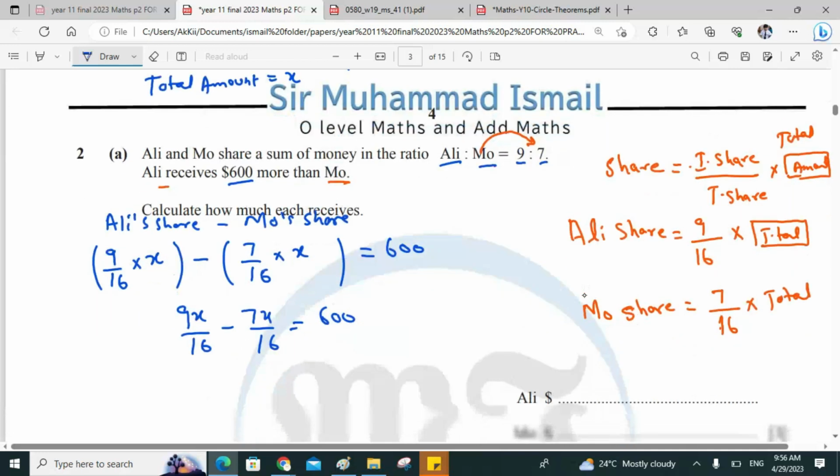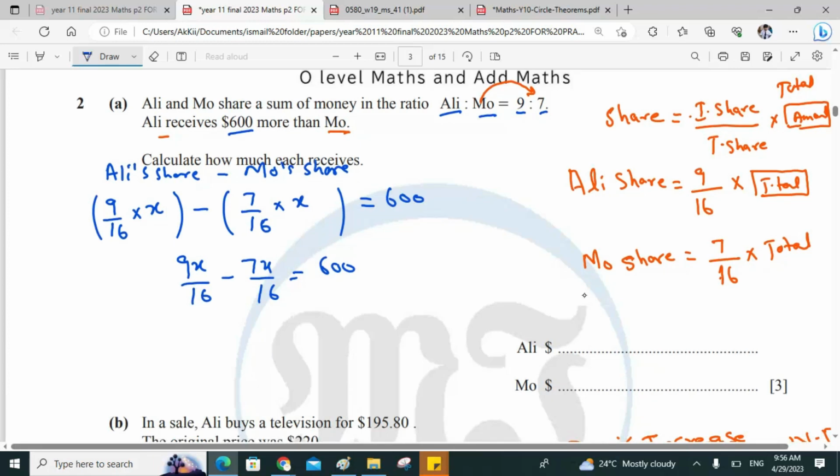Right? So what I'm going to solve is 600 into 16, divided by 2. So it's 4800. It's the total share, 4800, the total amount. Now, the total amount is not being asked. It is asking how much they each receive. So this is basically the value of x, and I put the value of x here to get Ali's share and Mo's share.